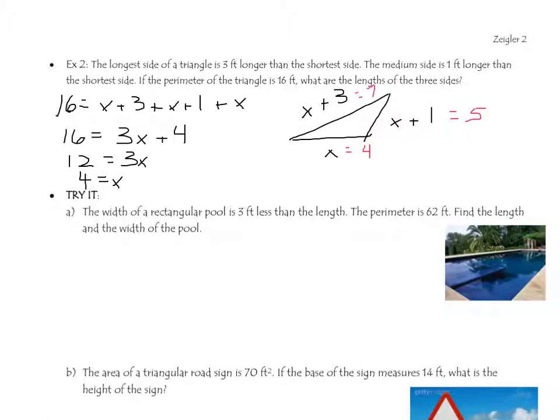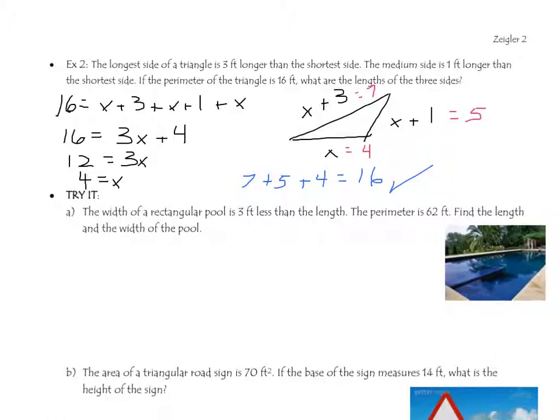On the next problem, well wait, before we do that, we need to add the lengths that we found. 7 plus 5 plus 4, and make sure they equal 16, which is the perimeter that we're given, and they do, so we know our answers are correct.